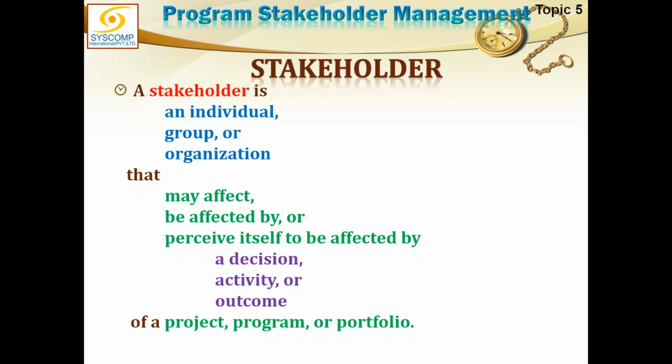Then there is yet another category which is very interesting, and that is they are neither in the first nor in the second of the first two categories. They may not affect, they cannot be affected by the program, but they think they are. They think they will be affected, right? So this is their perception, which might be wrong. They think they may be affected by our decision, our activity, or an outcome of a project, program, or portfolio. Such people are also our stakeholders.